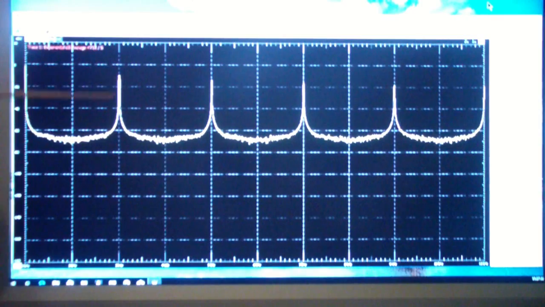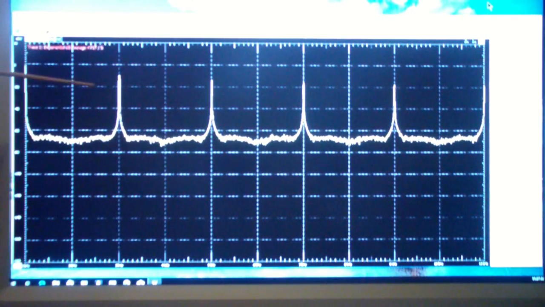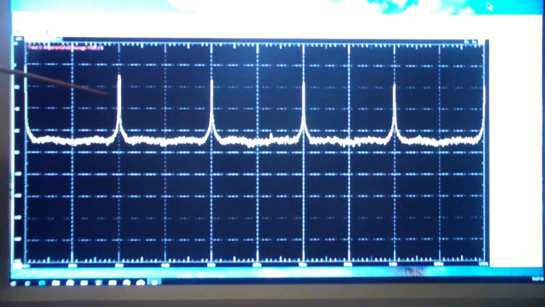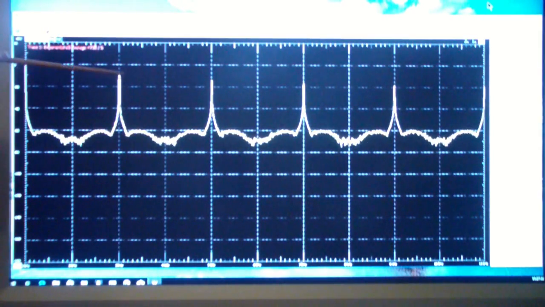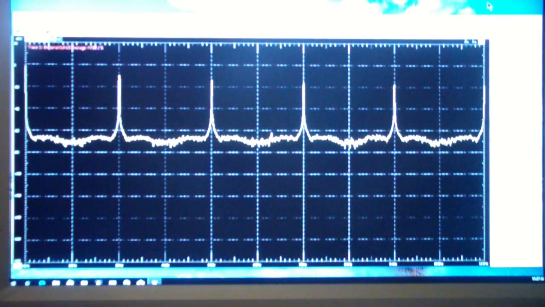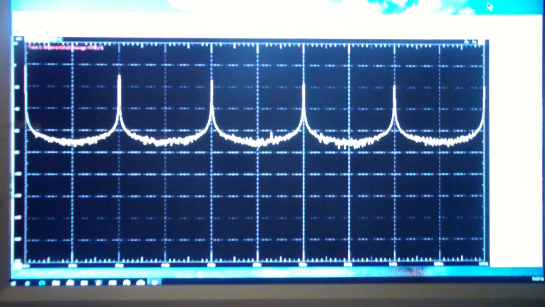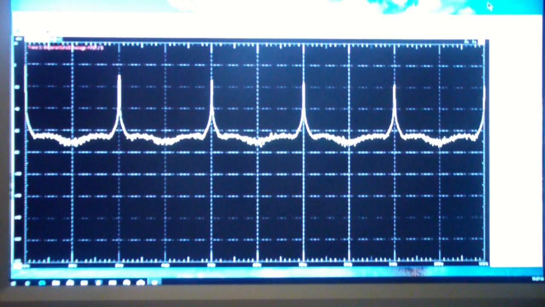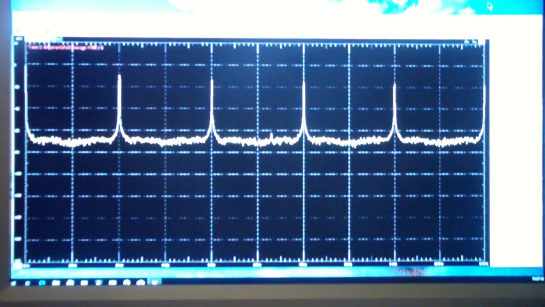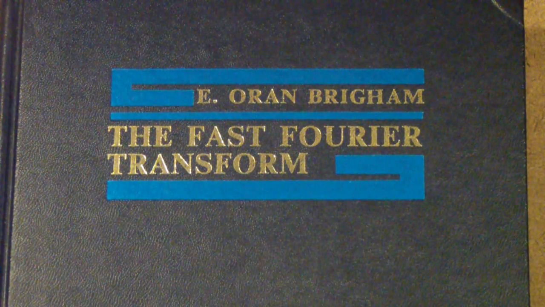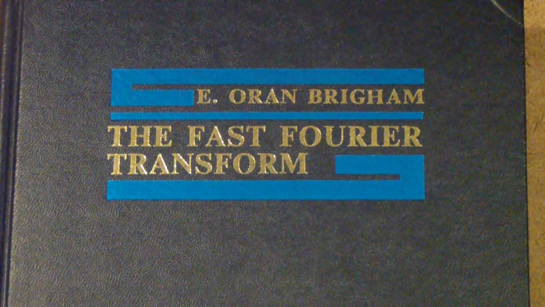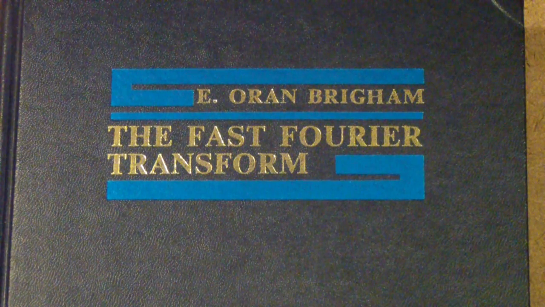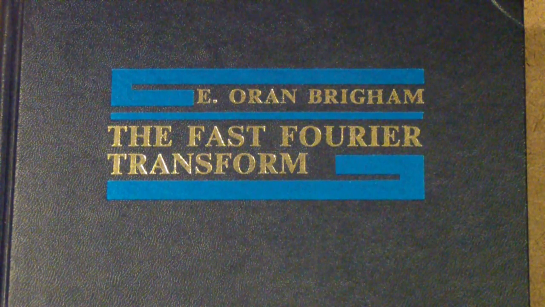So I'd like to talk about that a little bit more. I'm not really going to be getting down into the details of the FFT. Rather, I'm going to be talking about what it is about this particular process that led to the advancement called fast Fourier transform. In a previous video on algorithms and complexity, I talked about this book as a source of information on the fast Fourier transform.